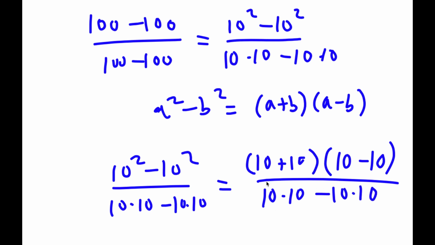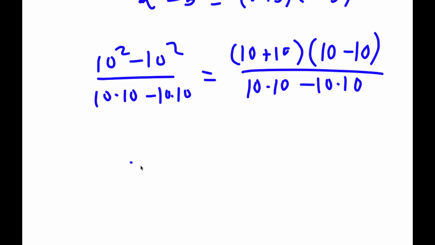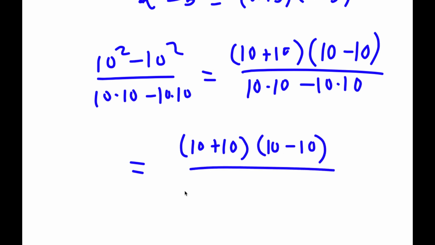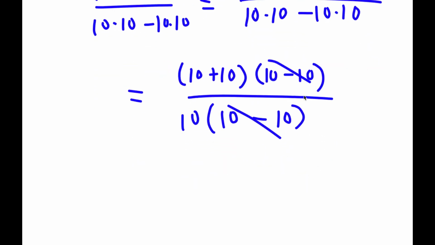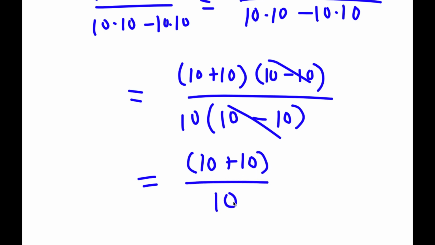And now from the denominator, if I factor out 10, I get 10 times, and all that's going to be left is 10 minus 10. And now I'm simply going to cancel out these two 10 minus 10s. So now I'm going to be left with 10 plus 10 over 10.